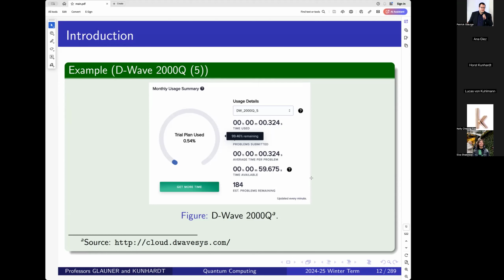And it's important, this is not a marketing lecture for D-Wave. It's just one vendor out of many. And we'll look at more architectures in a couple of weeks.